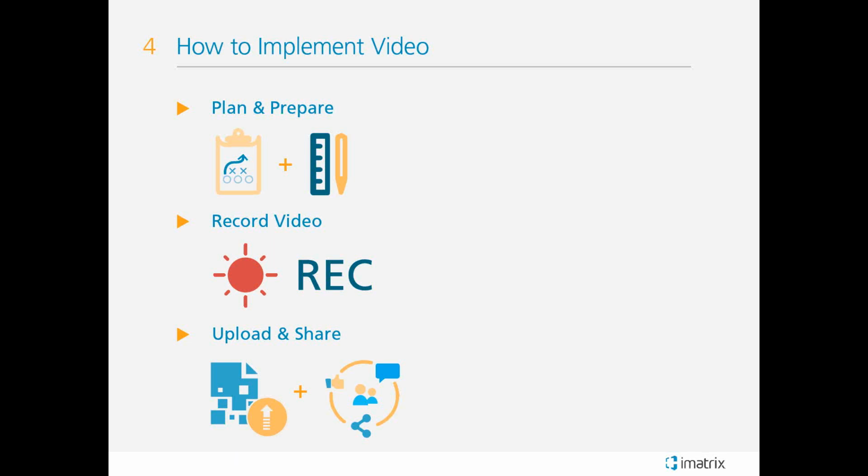How to implement video: planning and preparing, recording, and uploading and sharing. I don't want to get into too much detail here. Implementing video is overall pretty straightforward. At the same time, there are a lot of moving parts. Essentially, you need to determine what strategy you want to implement. Once you have that strategy in mind, plan out what videos you'll be recording, when, where, who's going to be recording them, just some of the logistical things.